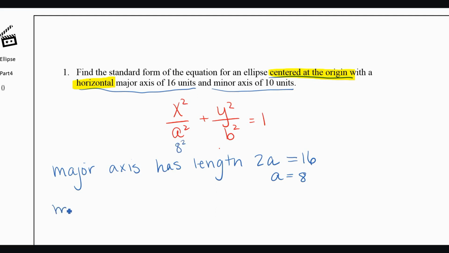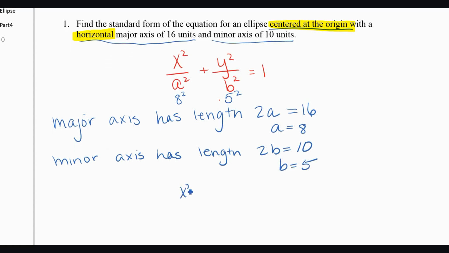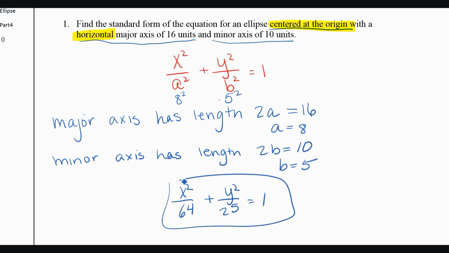Now we know our minor axis always has length 2 times b, and we're told that's 10, so b must be 5. So we're going to plug in 5 squared here. So that tells us that the equation of the ellipse that we're looking for is x squared over 64 plus y squared over 25 equals 1. And that gives us what we're looking for.